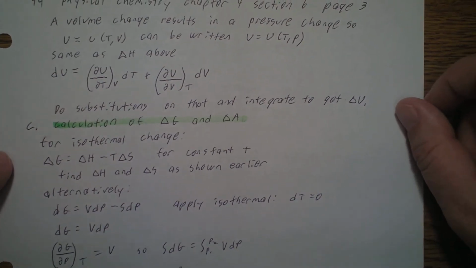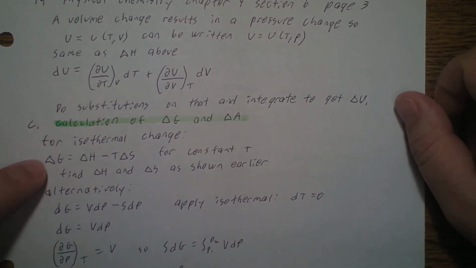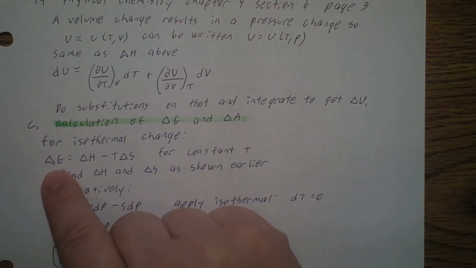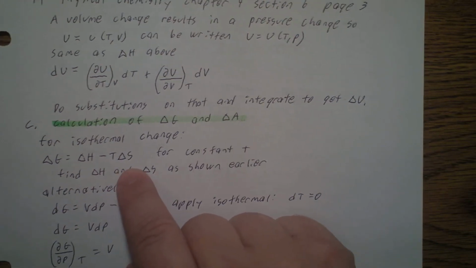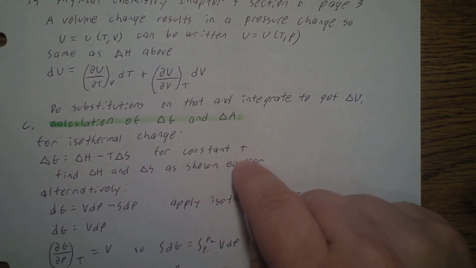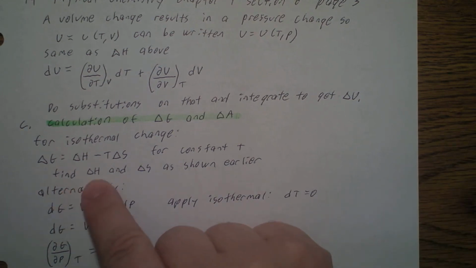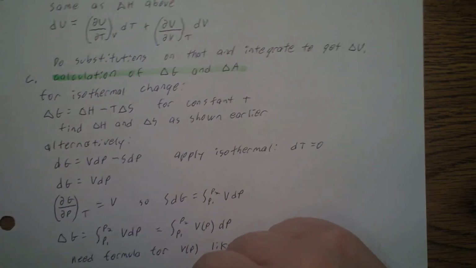So what about calculating the change in Gibbs free energy, or the change in the Helmholtz free energy? Well, if it's isothermal, then we could just say the change in Gibbs free energy is equal to the change in enthalpy minus temperature times the change in entropy. That's assuming constant temperature, though, obviously. So we can find the change in enthalpy and the change in entropy just like we did before.